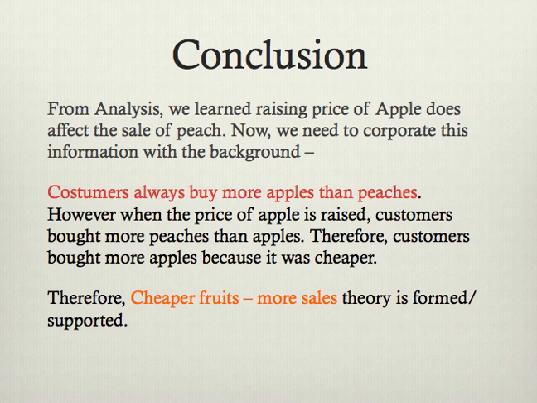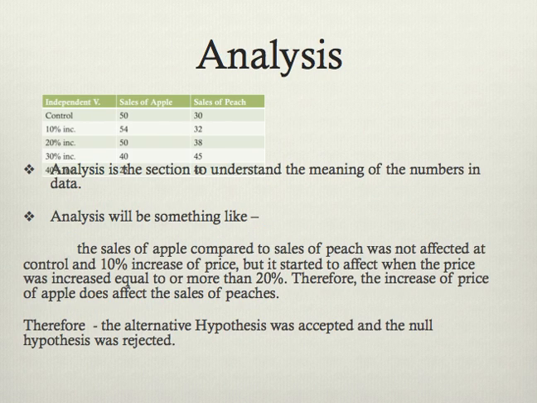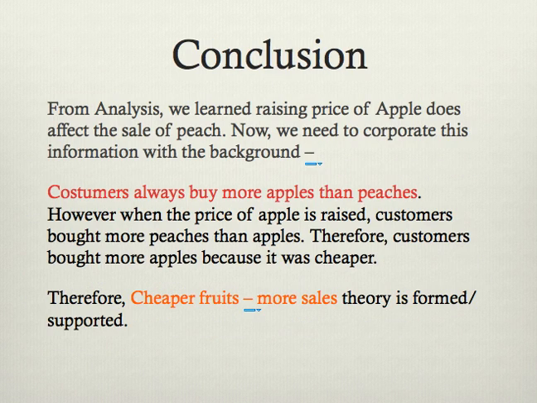From analysis, we learned the rising of Apple does affect sales of peaches. Now we need to incorporate this information with the background. That's what is about conclusion. Conclusion is how you come up with analysis, which is just for this experiment. You don't make general assumption in analysis. Then using analysis, you incorporate it with the other information like you mentioned in background and make it together and forming the theory or supporting a theory or rejecting a theory.